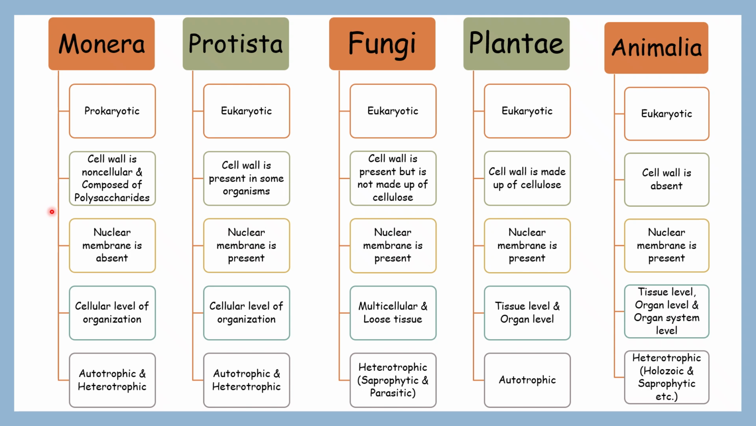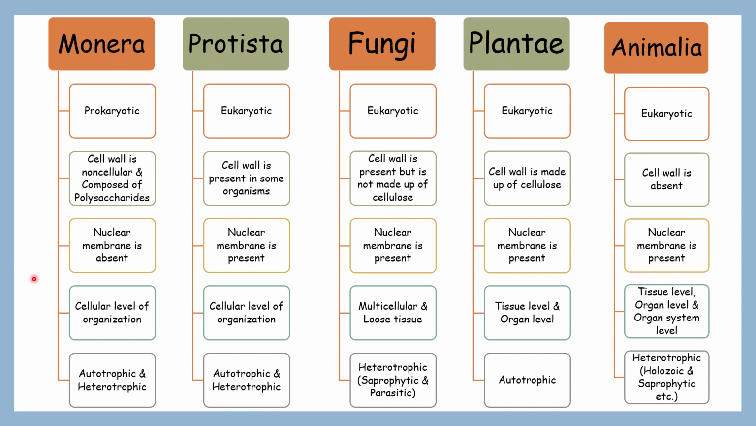In Kingdom Monera, the cell wall is present. It is a non-cellulosic type of cell wall, composed of polysaccharides. In Kingdom Protista, the cell wall is present in only a few organisms. In Kingdom Fungi, the cell wall is present, but it is not made up of cellulose. In Kingdom Plantae, the cell wall is present and it is made up of cellulose. In Kingdom Animalia, the cell wall is completely lacking or absent.